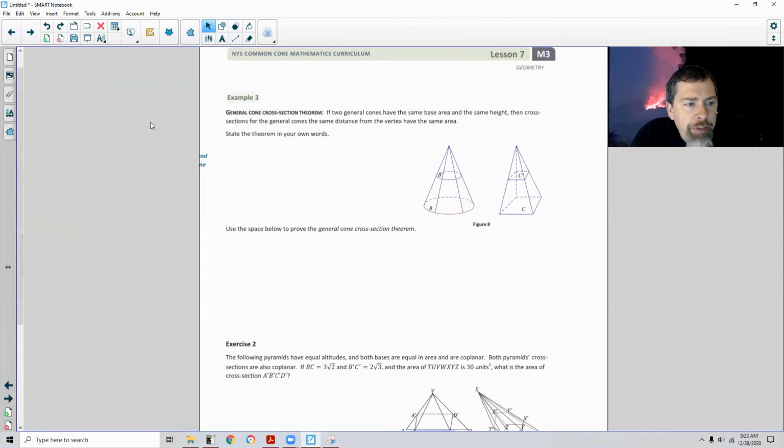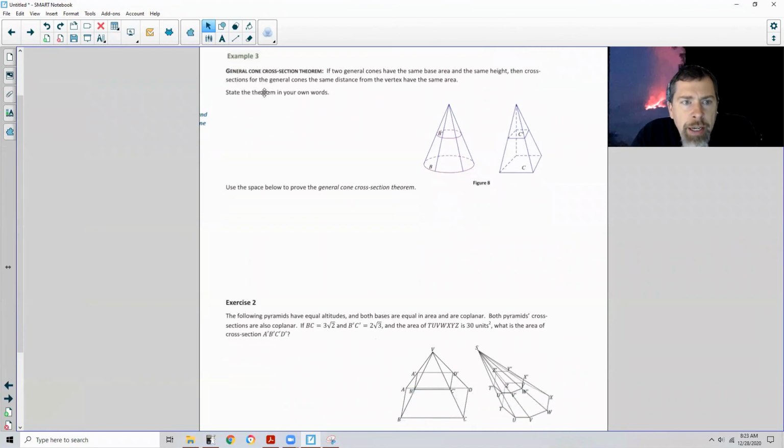Okay, page 5 brings us to example 3, and it says general cone cross-section theorem. If two general cones, so we have two cones here, one is a circular shape and the other one is a rectangular shape. If two general cones have the same base area, so if the area of this was, say, 20 units squared, then this is 20 units squared, and the same height, then the cross sections for the general cones, the same distance from the vertex, will have the same area.